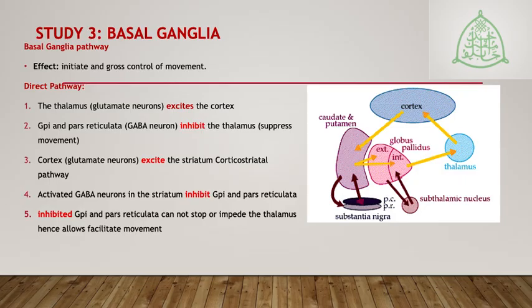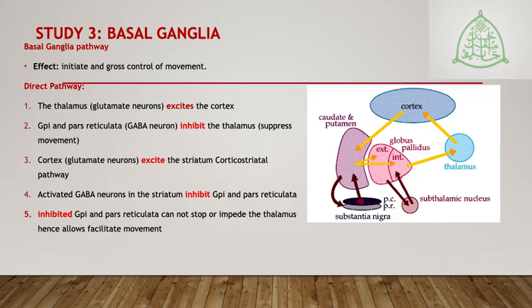So the direct pathway comprises the cortex, the putamen, and also the caudate. The caudate and the putamen, we said, are referred to as the striatum. So you can see it in purple. And then we also have the globus pallidus externa and globus pallidus interna. Then we also have the substantia nigra as well as the thalamus. Those are the structures that make up the basal ganglia.